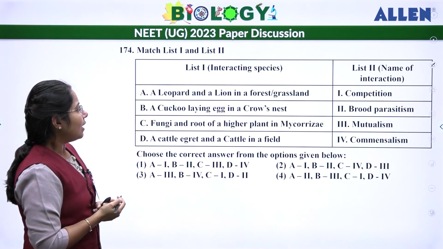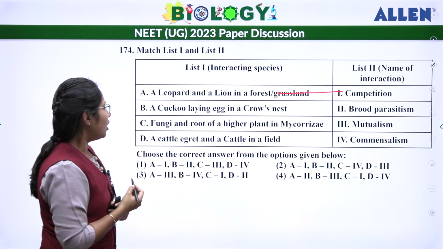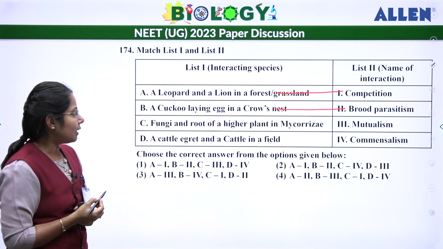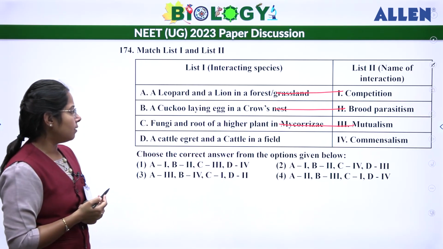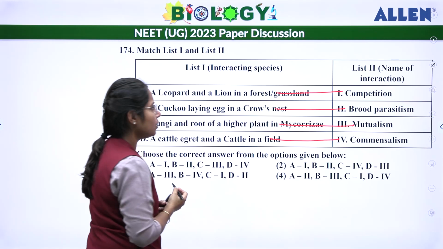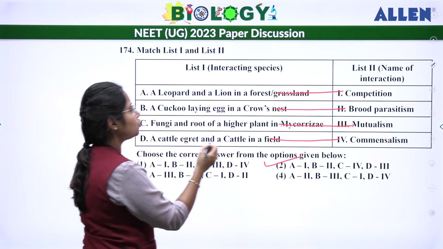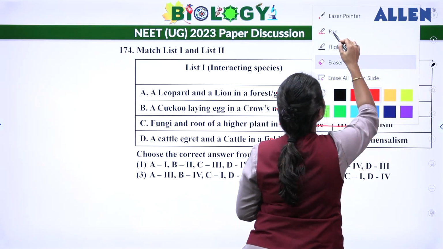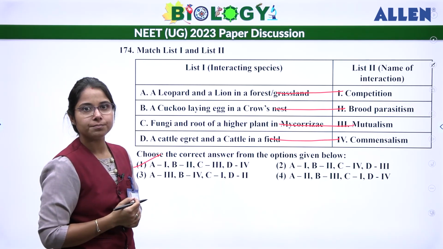Next, a leopard and a lion in a forest or grassland will be competition. A cuckoo laying egg in crow's nest will be brood parasitism. Fungi and root of higher plant in mycorrhizae will be mutualism, and the cattle egret and cattle in a field will be commensalism. So A will be 1, B will be 2, C will be 3 and D will be 4.